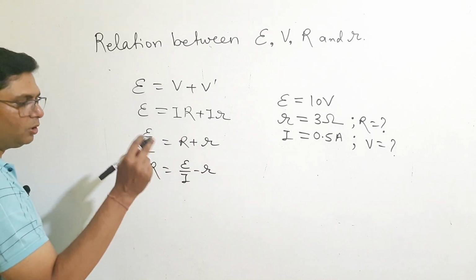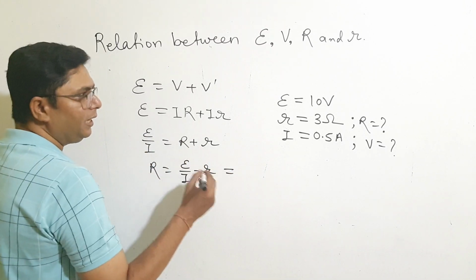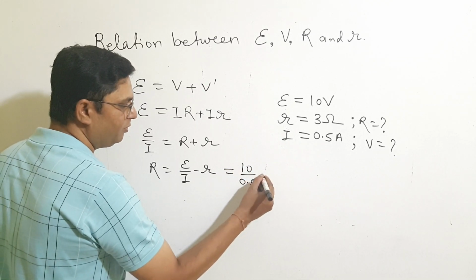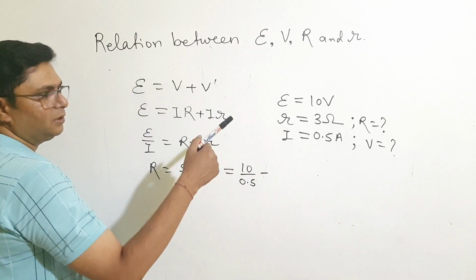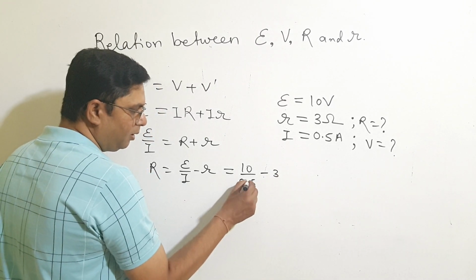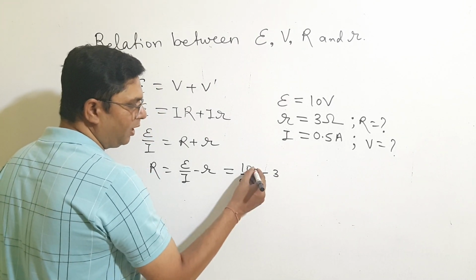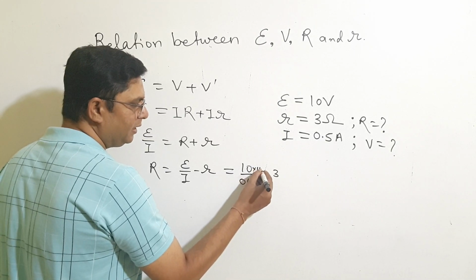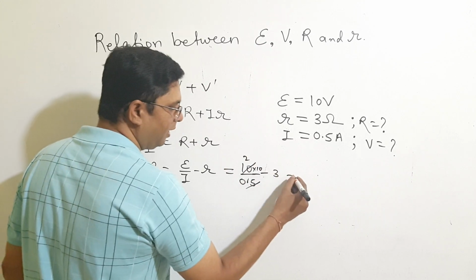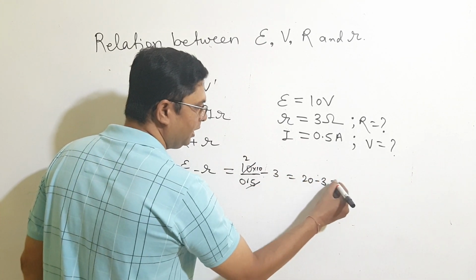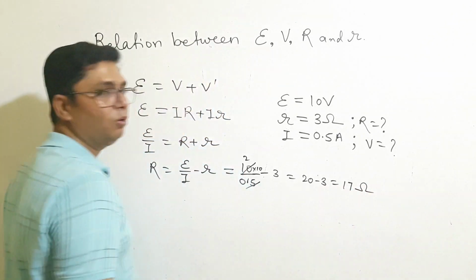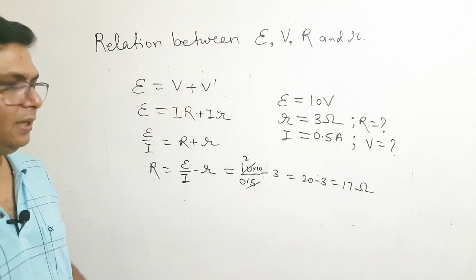Formula generated, put the values. E, EMF is 10, I, current is 0.5, minus small r is 3. So here you eliminate this point, you have 10 in the numerator, 5 divided into 10 is 2, so you have 20 minus 3 equals 17. Unit of R is ohm, 17 ohm. So you have R equals 17 ohm.